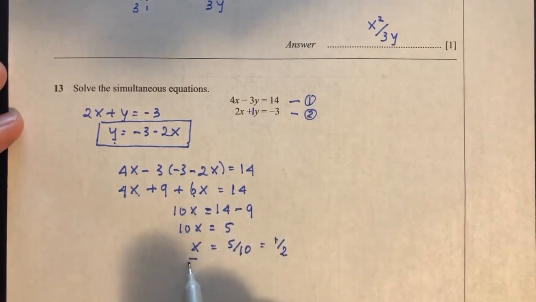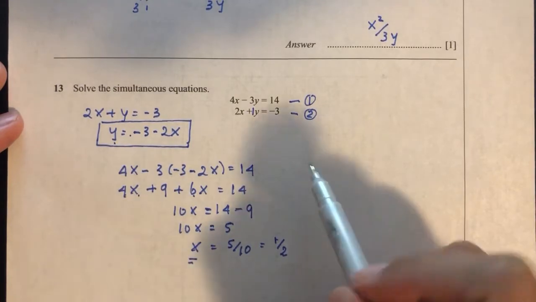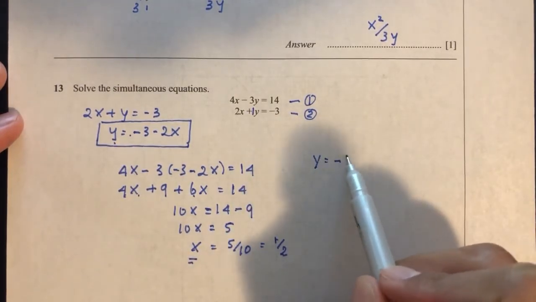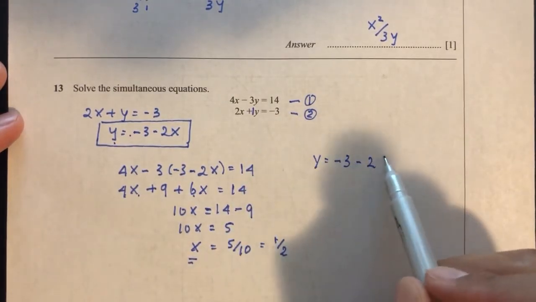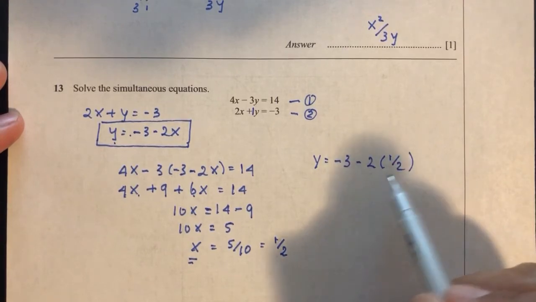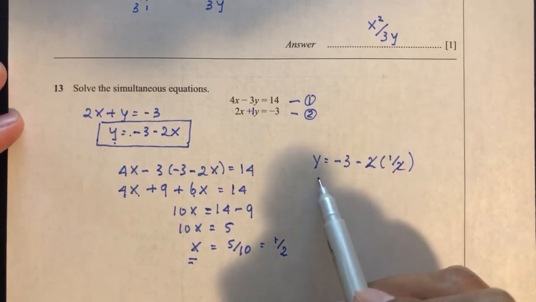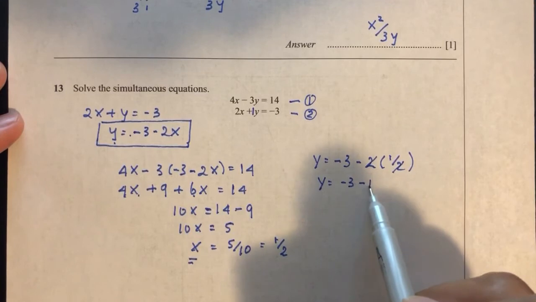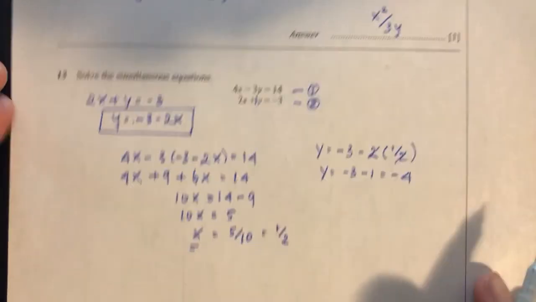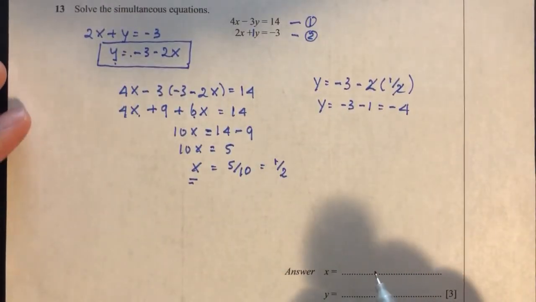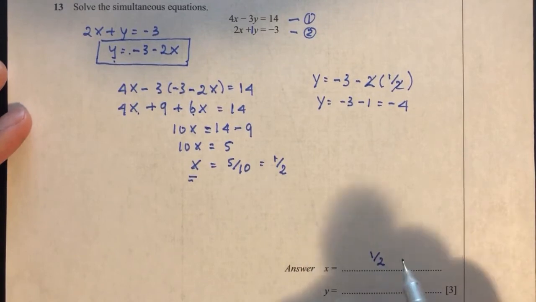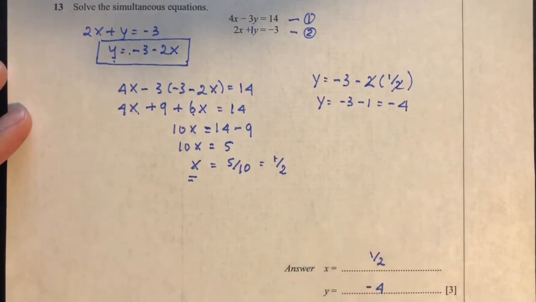So now we replace the value of x into this to find the value of y. So y becomes minus 3 minus 2 times x, where x is half. So 2 times half is 1, and minus 3 minus 1 becomes minus 4. So the value of x is half and the value of y is minus 4.